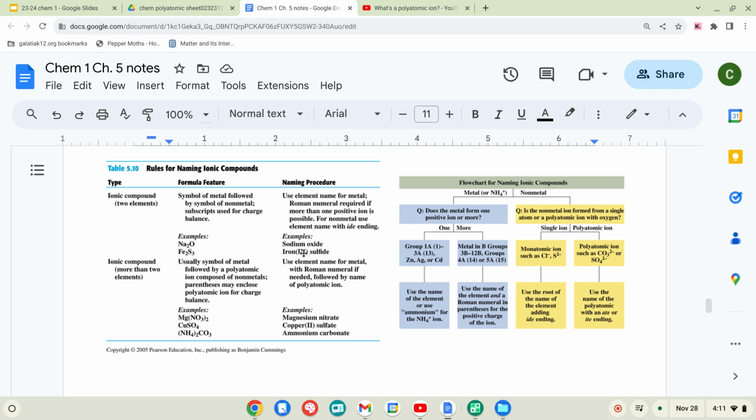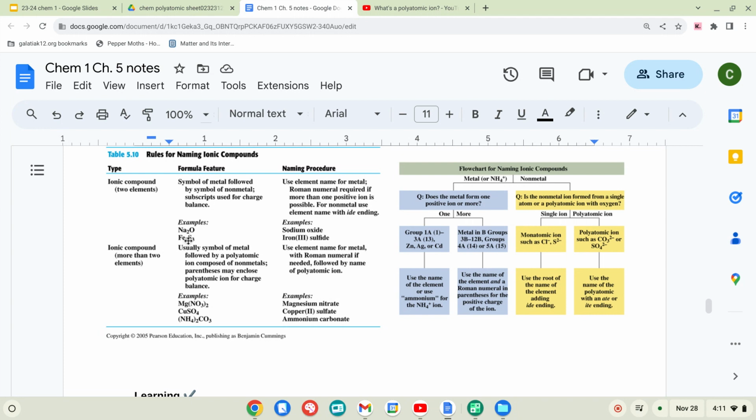Here's one where I need a Roman numeral because if I look at Fe2S3, if I just said, hey, you have iron and sulfur, what's the formula? You would look up at the periodic table to crisscross and you'd be like, oh, I don't know, iron's a question mark. So that is why I have to use this formula and I have to get the Roman numeral.